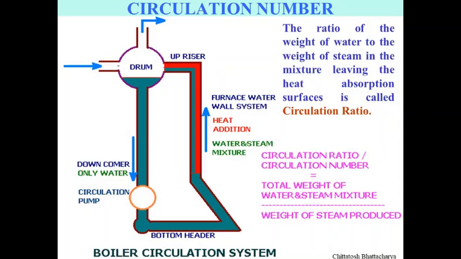The ratio of the weight of water to the weight of steam in the mixture leaving the heat absorption surfaces is called circulation ratio, and this circulation ratio has a significant impact on the amount of heat being added to the water-steam mixture with respect to the maximum capacity of heat addition within the system. So naturally circulation ratio is a critical parameter.